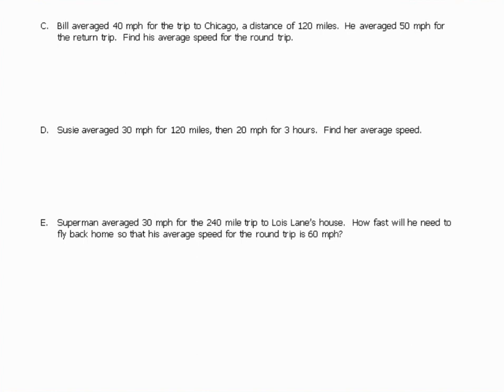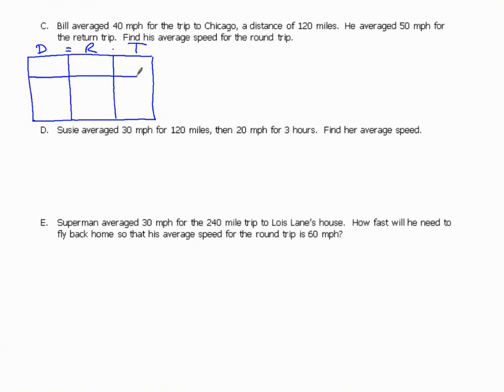So this type of problem does best when you use a chart. And you've probably seen this type of a chart in your math class before. Distance equals rate times time. Each one gets their own column. And we are going to have 3 rows. The trip to Chicago, the trip back from Chicago, and the total.